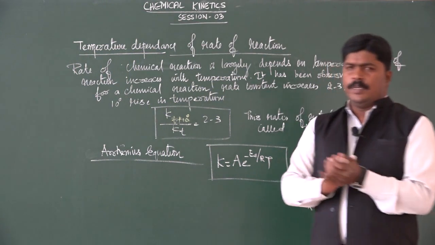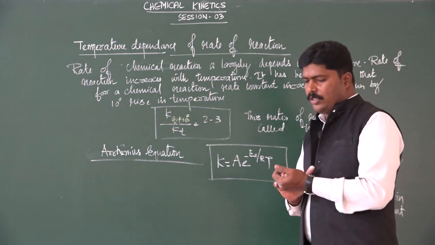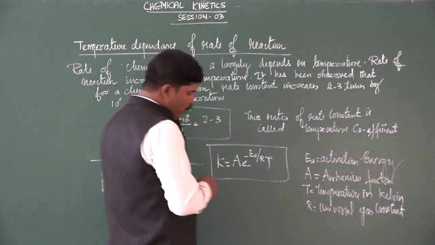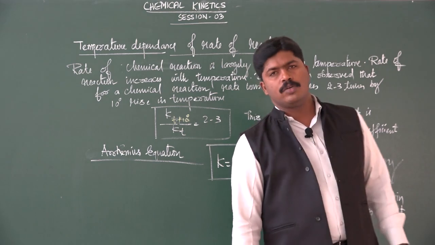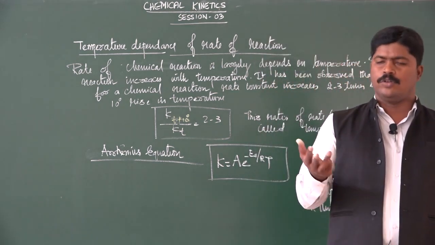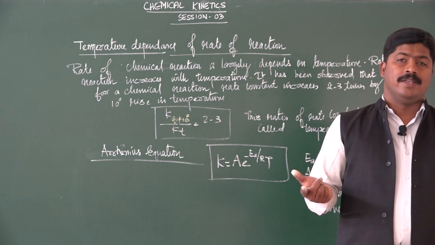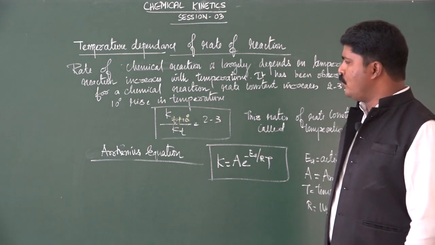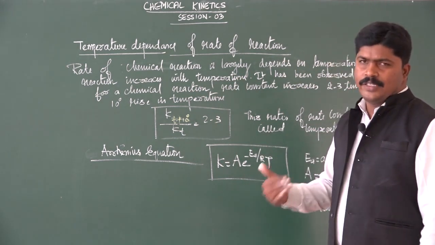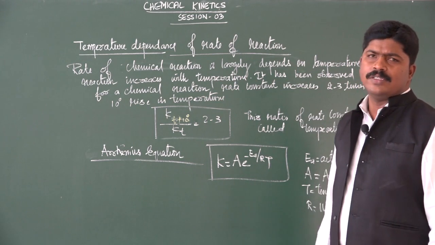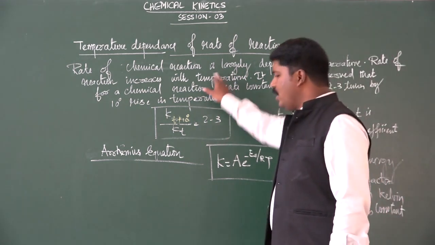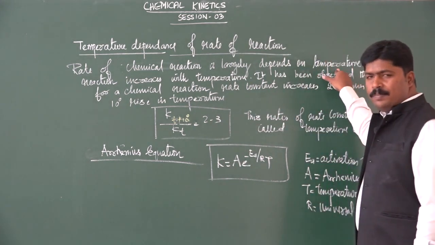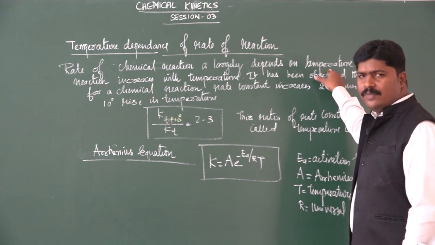So, temperature dependence of rate of reaction, or temperature dependence on the rate of a reaction. Now I told you there are 4 factors which play an important role in affecting the rate of reaction: nature of the reactant, concentration, temperature and catalyst. A point to be noted here: as I increase temperature, the rate constant of a reaction also increases. That means the rate of a chemical reaction largely depends on temperature. Temperature plays an important role in deciding the rate of a reaction.